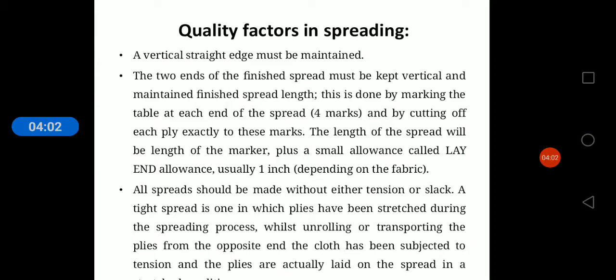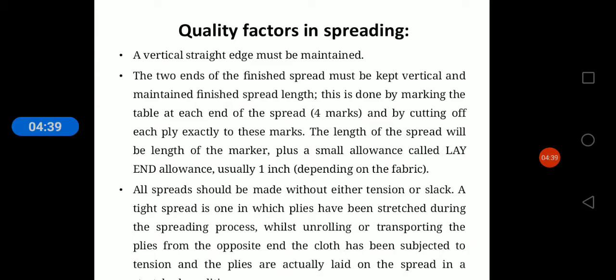Quality factors in spreading. A vertical straight edge must be maintained. The two ends of the finished spread must be kept vertical and the finished spread length maintained. This is done by marking the table at the end of the spread with marks, and by cutting off each ply exactly to these marks. The length of the spread will be the length of the marker plus a small allowance called the lay end allowance, usually 1 inch, depending on the fabric.